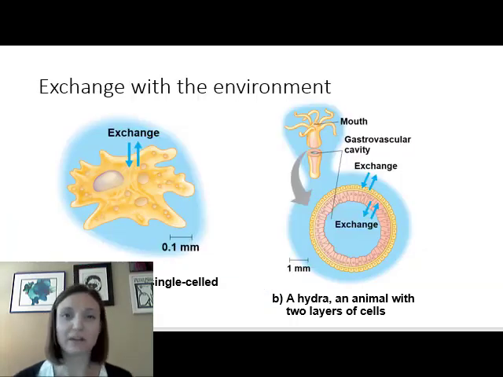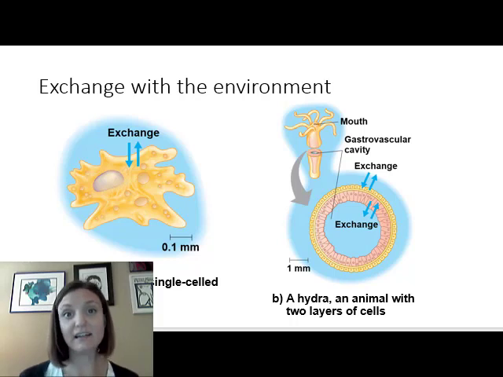So if we think about an organism that's diploblastic, like a cnidarian, for example, they only have 2 tissue layers. All of their cells are still able to be in contact with the external environment, whether it's the gastrovascular cavity on the inside, or it's the external environment on the outside. And so being diploblastic means that they can still exchange materials with their outside environment, right?